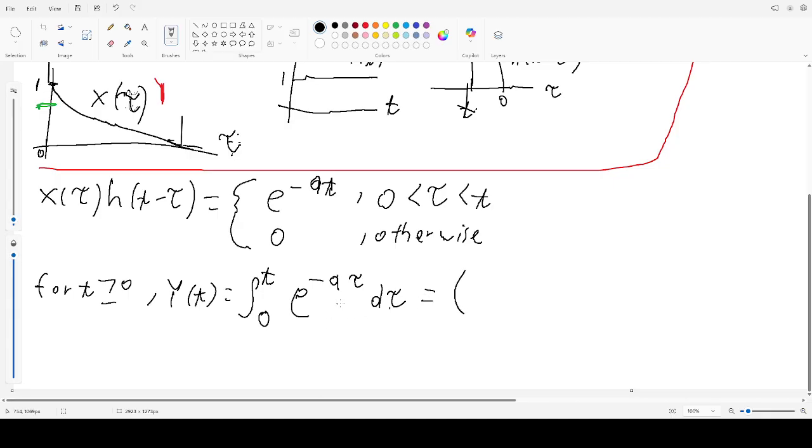So the integral of e to the negative a tau is negative 1 over a e to the negative a tau from 0 to t.